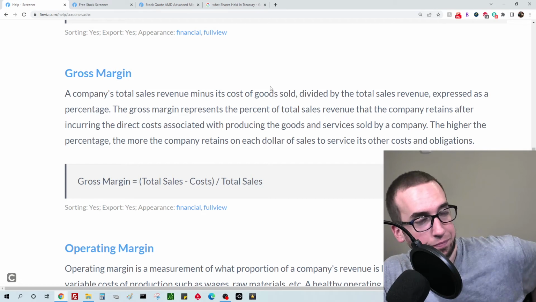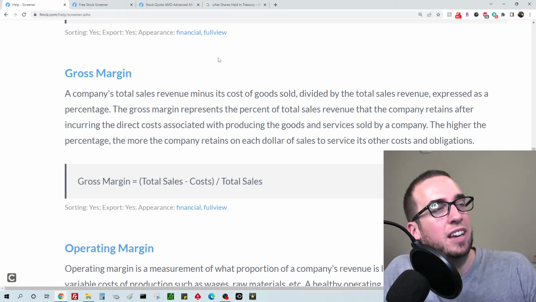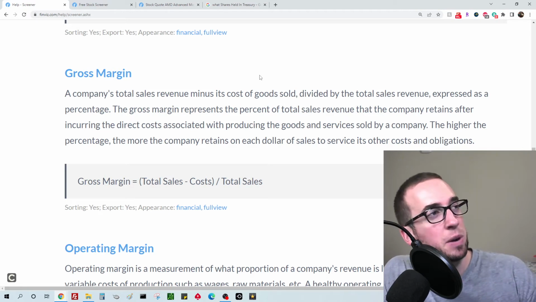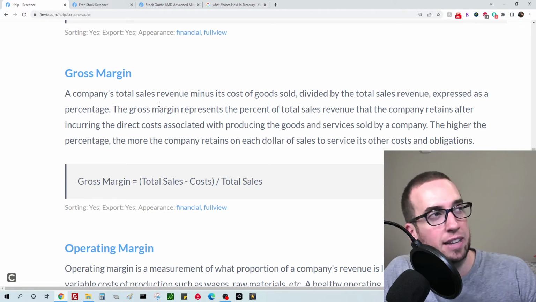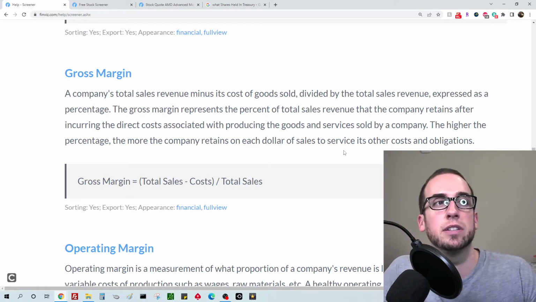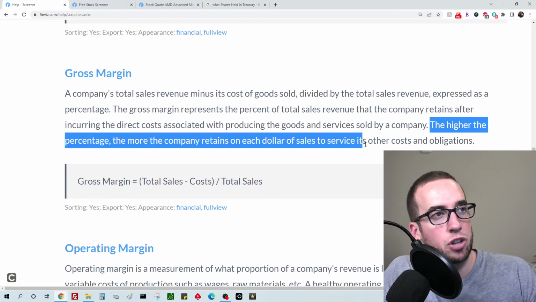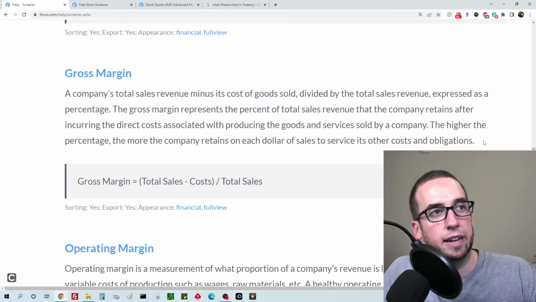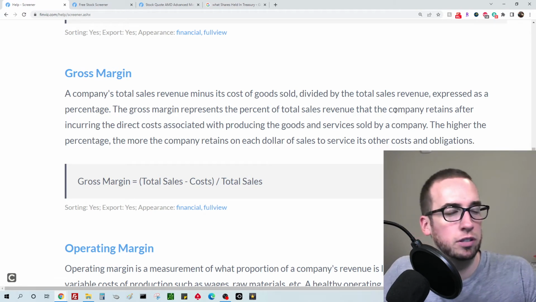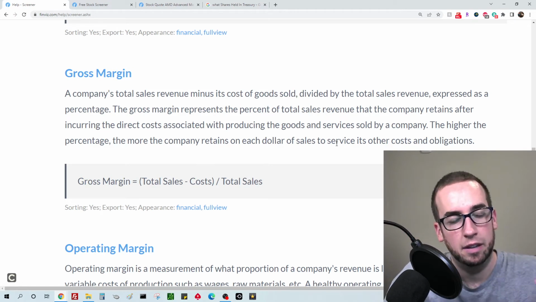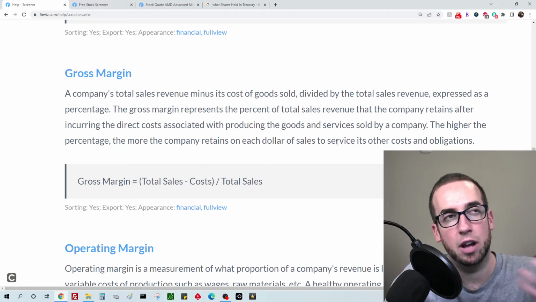So, gross margin. A company's total sales revenue minus its cost of goods sold, divided by the total sales revenue, expressed as a percentage. The gross margin represents the percentage of total sales revenue that the company retains after incurring the direct costs associated with producing the goods and services sold by a company. The higher the percentage, the more the company retains of each dollar of sales to service its other costs and obligations. So I look at this as how much money does a company pay to make like $100.